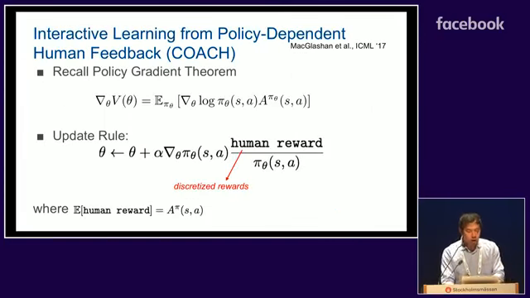So from this starting observation, the idea is to start with the policy gradient theorem, which we saw in the first half of the tutorial. And now to update the policy parameters theta, we will use gradient descent as usual, except that the advantage function is replaced by some discretized human reward or punishment. And the assumption here is that those discretized human rewards, which obviously are much more natural for humans to supply than numeric values, will be equal to the actual advantage function in expectation.